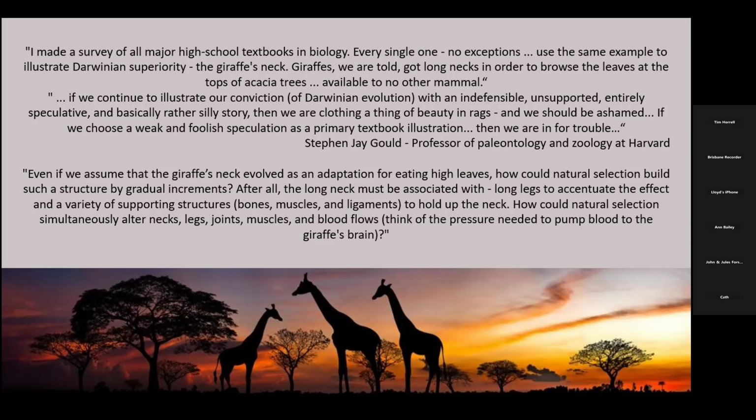After all, the long neck must be associated with long legs to accentuate the effect and a variety of supporting structures, bones, muscles, and ligaments to hold up the neck. How could natural selection simultaneously alter necks, legs, joints, muscles, and blood flow? Think of the pressure needed to pump blood from the giraffe's brain. And that's what we're going to talk about.